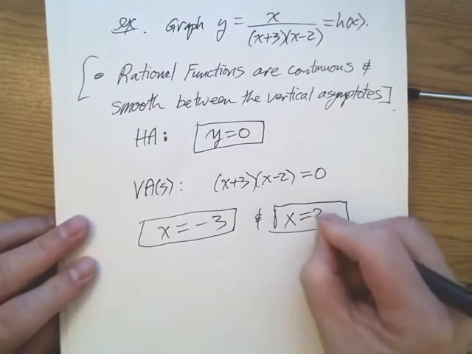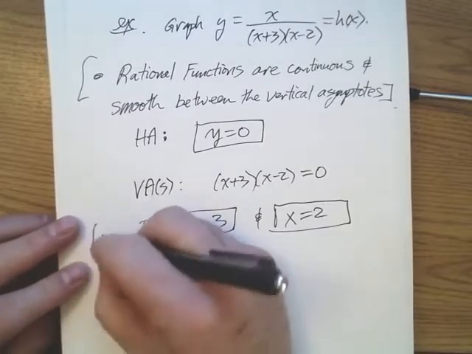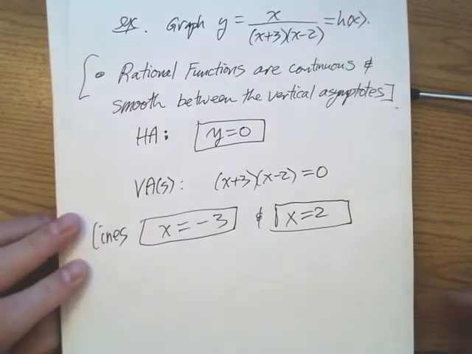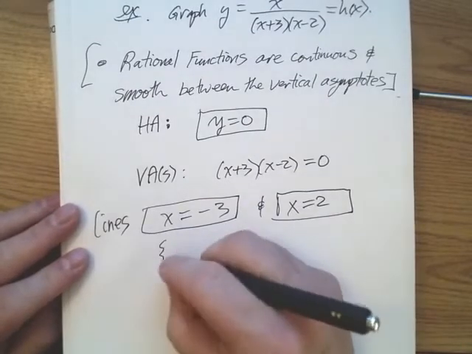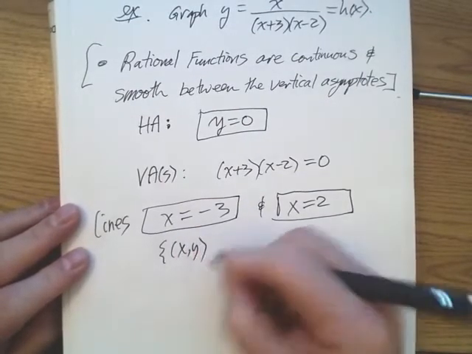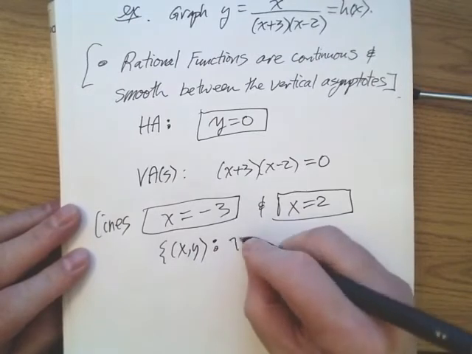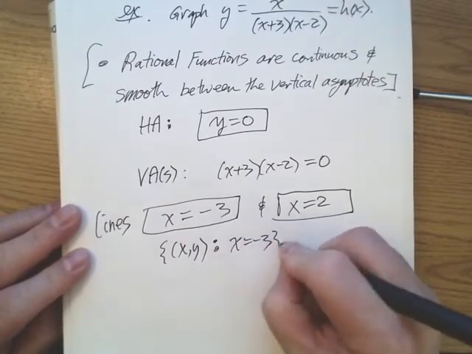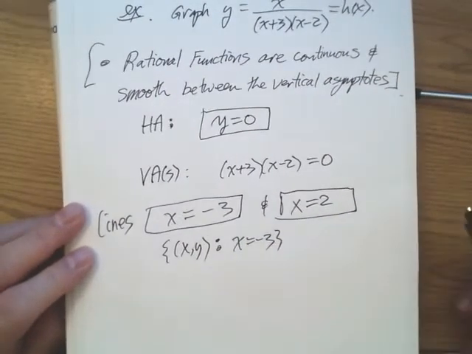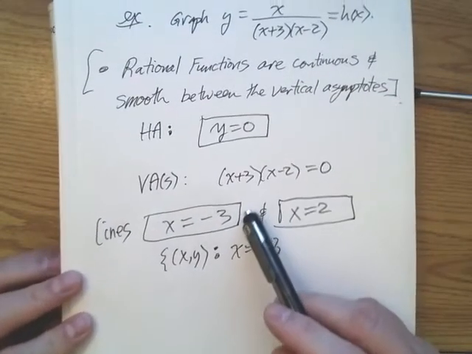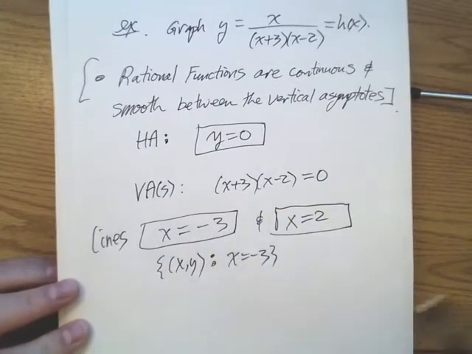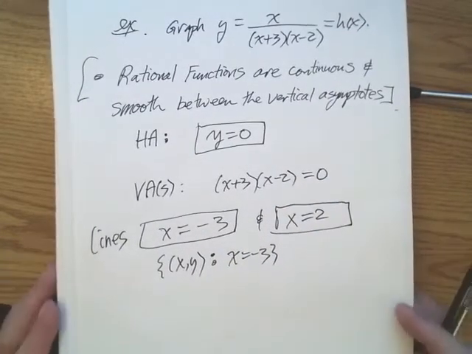Now I want you to understand here that these are lines. I'm going to emphasize this. These are vertical lines. I really mean here the set of all points (x, y) such that, let's write it this one time, the set of all points (x, y) such that x equals negative 3. And the same thing over here, the set of all points (x, y) such that x equals 2. Notice the domain is what? All real numbers except these two, right? Negative 3 and 2 here.